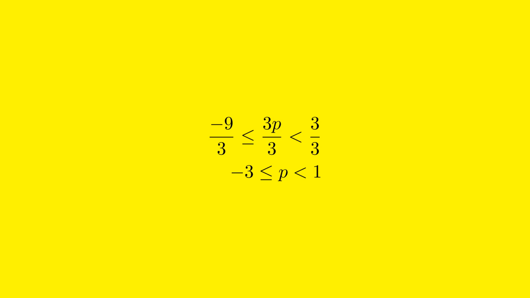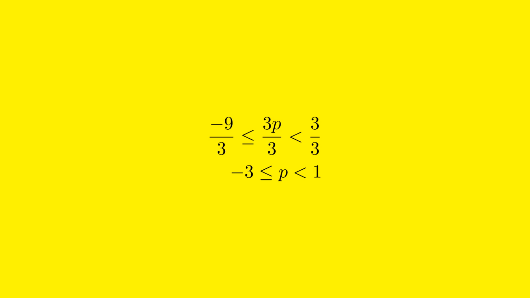Simplifying these divisions gives us the following transformation. -9 divided by 3 is -3, 3p divided by 3 is p, and 3 divided by 3 is 1. So our inequality now reads, -3 is less than or equal to p, which is less than 1. This means that the range of values for p is from -3 to 1, including -3 but not including 1.